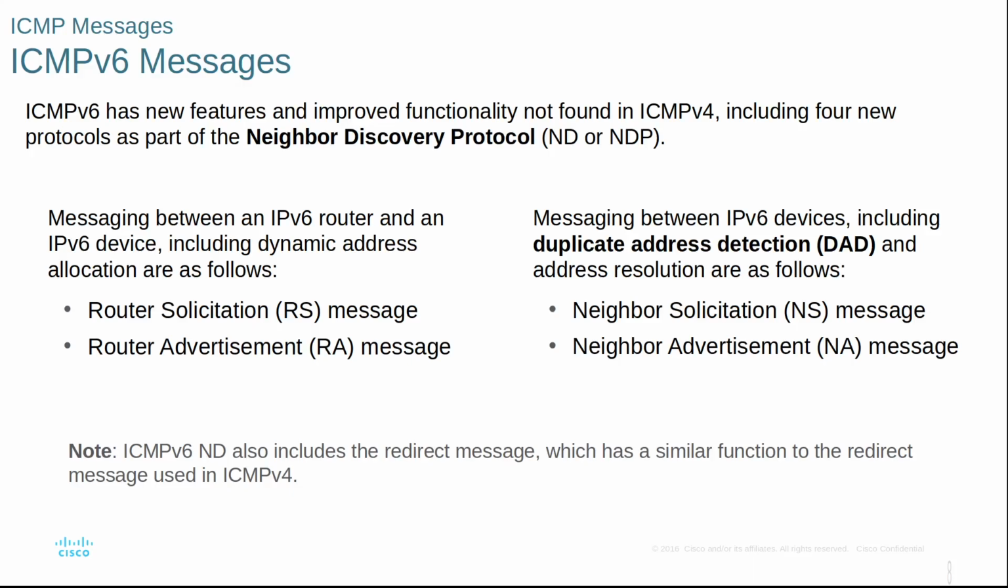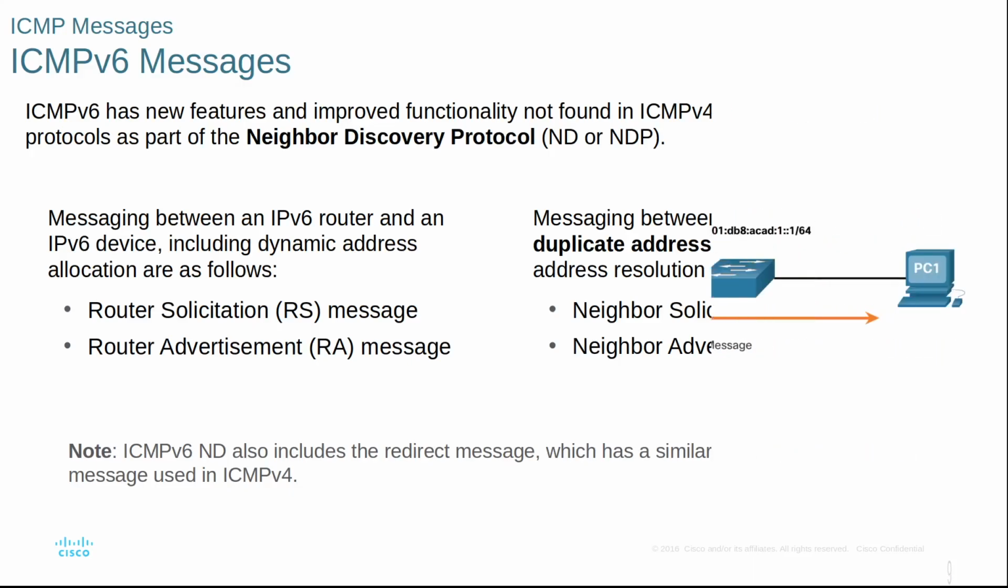Also, if you're running DAD, duplicate address detection, which we talked about in a previous lecture, it's for if you randomly generate your IP address, determining if it is unique, uses ICMP version 6 for neighbor solicitation and neighbor advertisement messages. So lots of things that we use ICMP for that we didn't used to.